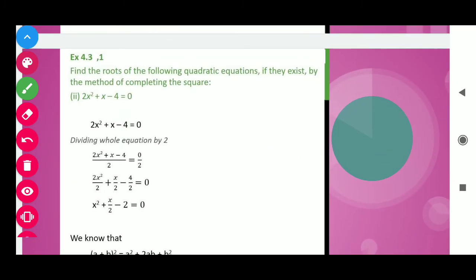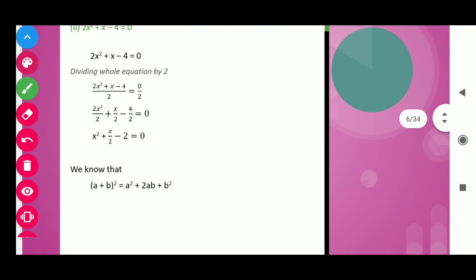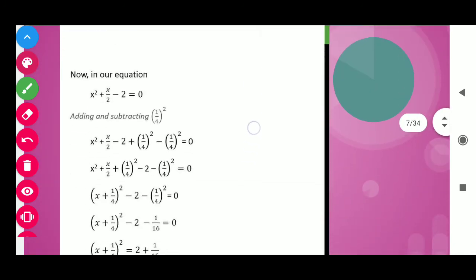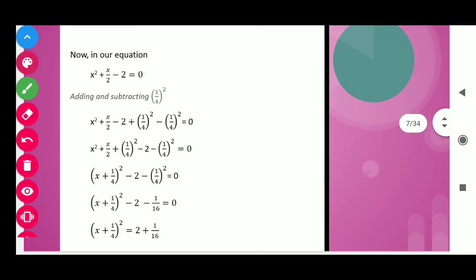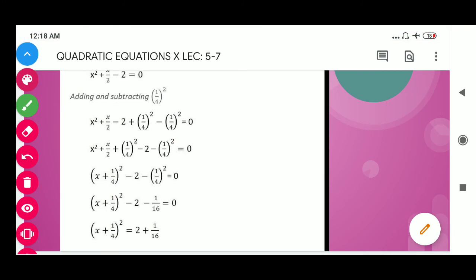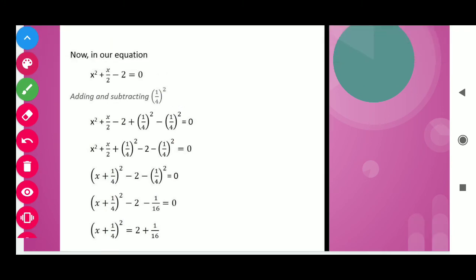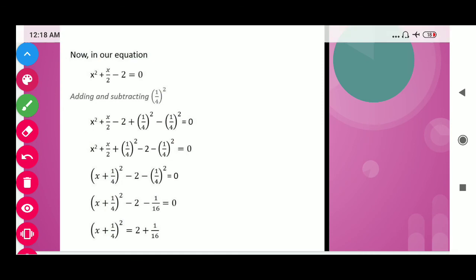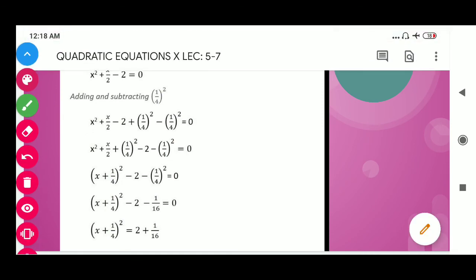And then notice the coefficient of x. Here the coefficient of x is 1 by 2. Take half of 1 by 2. In this way we get 1 over 4, by adding the square of 1 over 4 and subtracting the square of 1 over 4. Make the identity by taking positive 1 by 4 squared with the first and second term. We will get the a plus b whole squared formula, and by simplifying we get the result.